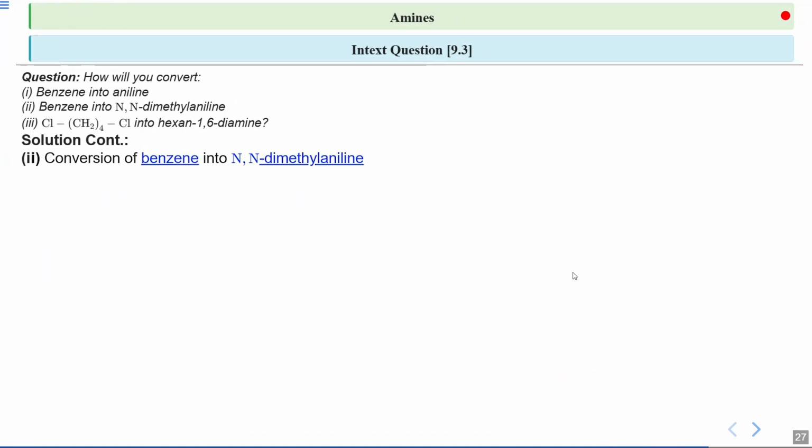Now we see the next one, which is the conversion of benzene into N,N-dimethylaniline.